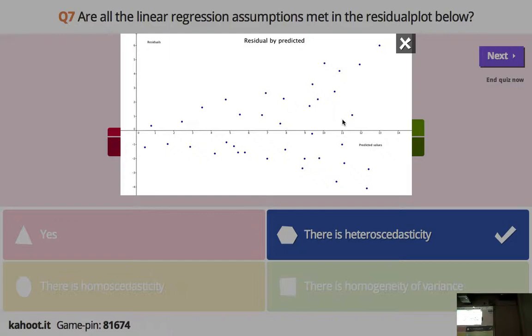Heteroscedasticity. I'll ask you to say it 10 times in a row at the exam. That could be fun. Yeah, but it's a very difficult word. Heteroscedasticity. Yeah, it's a funny word.